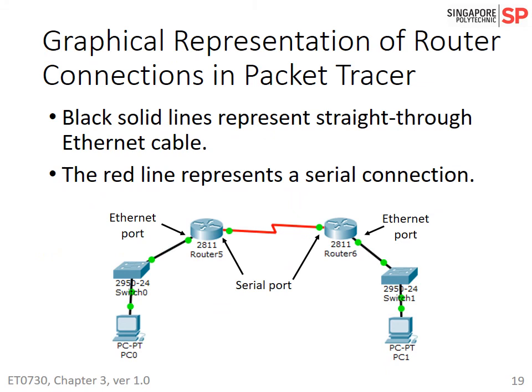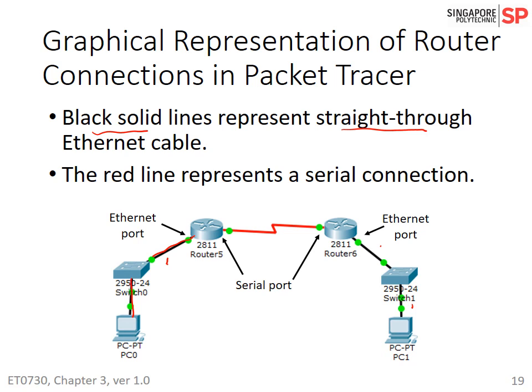Okay, finally we look at how we represent the different types of ports, the different kinds of connection used, in Packet Tracer. The Ethernet ports are connected using a straight through cable. How do we represent a straight through cable in Packet Tracer? A solid black line. So you see solid black line here, solid black line here.